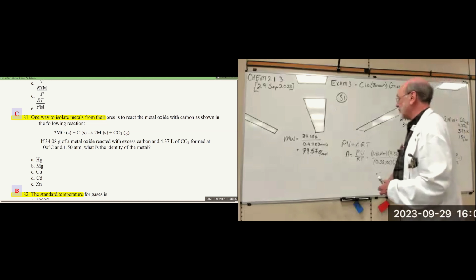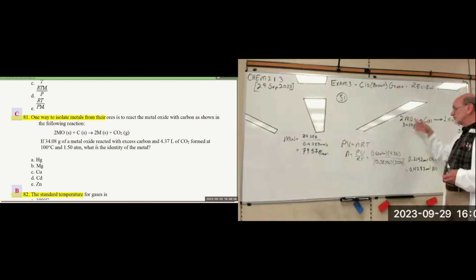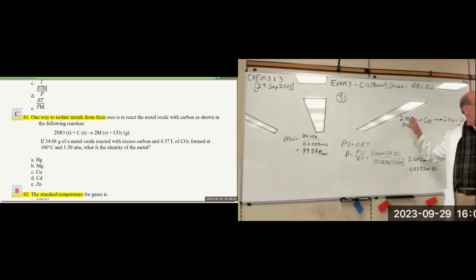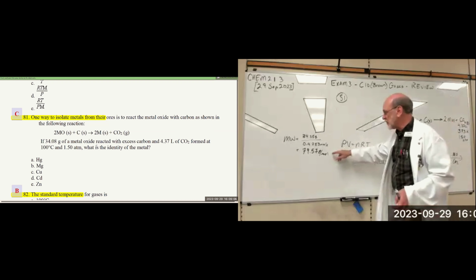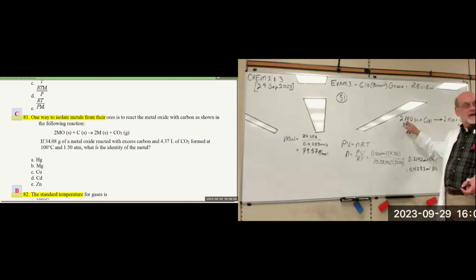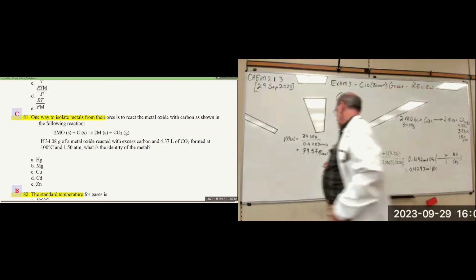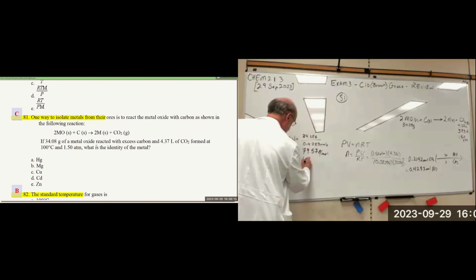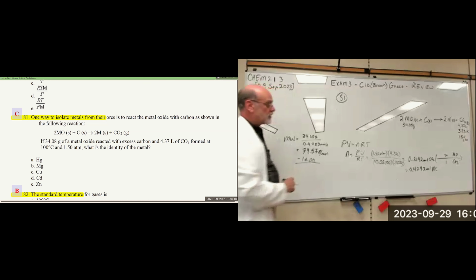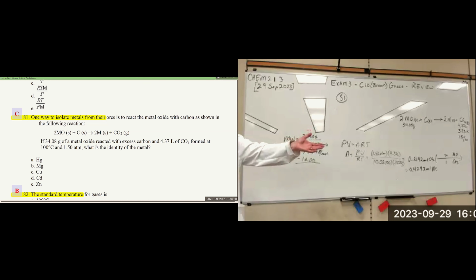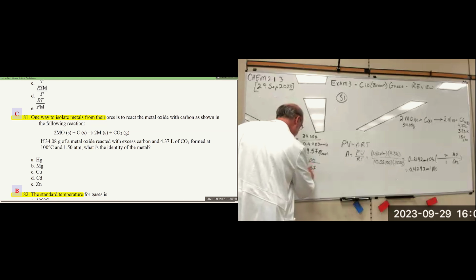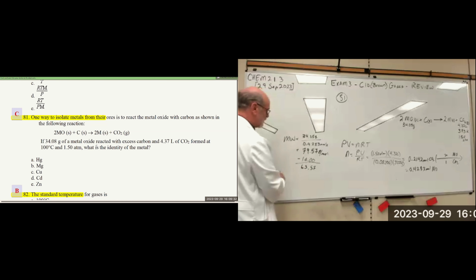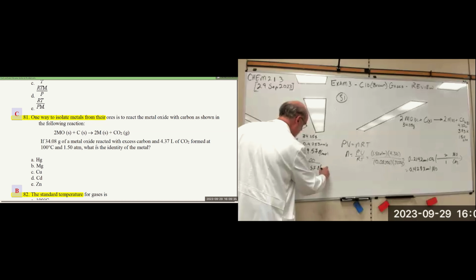All right, here's the trick. How do you get the molar mass of a compound if you know the molar mass of its constituents? Just add them up, right? So this is the sum of oxygen plus the metal. So if we subtract the oxygen out of it, which is 16, right? Then we have the molar mass of the metal, correct? I don't hear any objections. 79.57 minus 16 is 63.57 grams per mole for the metal.